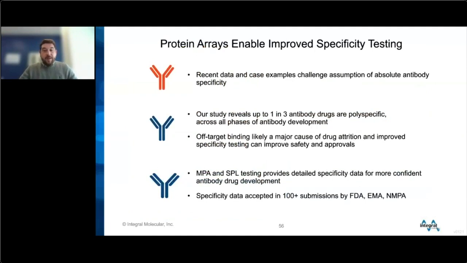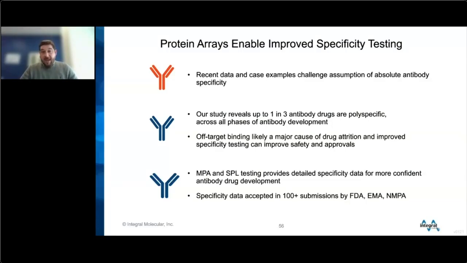So, just to review the main points of our presentation today. Recent data and case studies really challenge the assumption of absolute and exquisite antibody specificity. Our most recent study reveals up to 1 in 3 antibody drugs, and additionally, 2 out of 3 of those throughout the clinical pipeline occur across all phases of antibody development, and is likely a major cause of drug attrition and potentially even side effects of approved drugs. And we really feel improved specificity testing can improve safety and approvals.